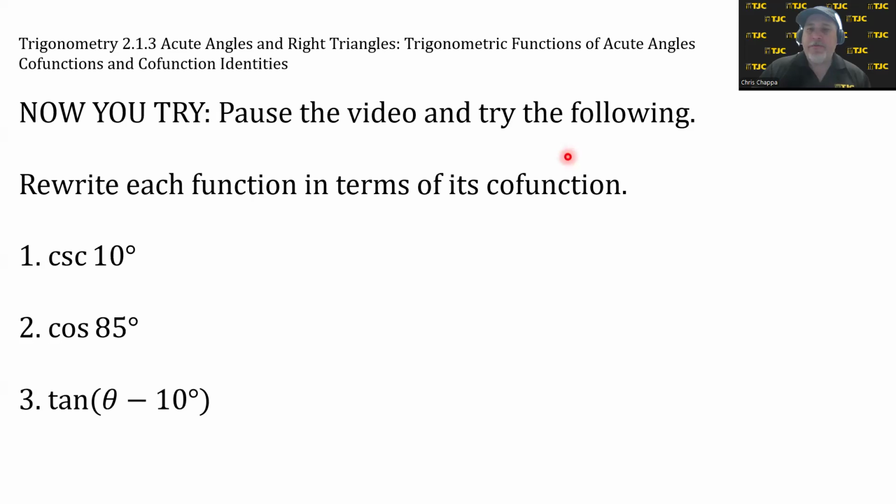All right, here's your fair warning if you haven't paused the video yet. Solutions in 3, 2, and 1.